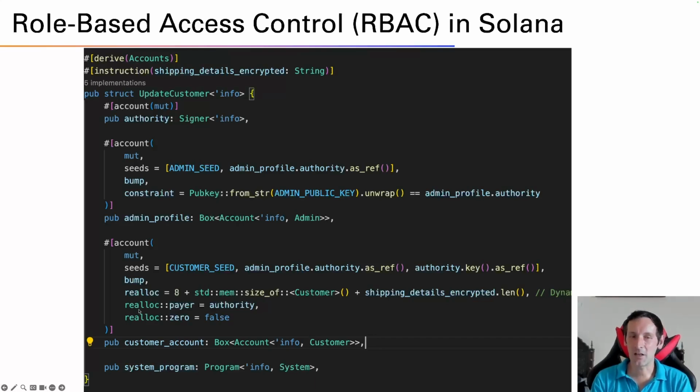And then as you can see here, you also have the payer. In this case, it's the authority. So I'm saying it's the customer that pays for it. And then you have 0 false, which I believe means that I'm asking Anchor to not initialize the new space. So I'm just saying, just allocate the space, but I don't need it initialized.